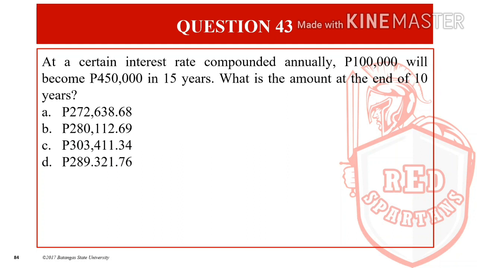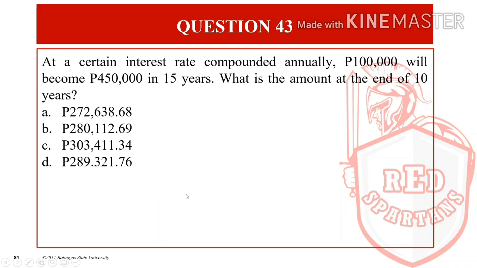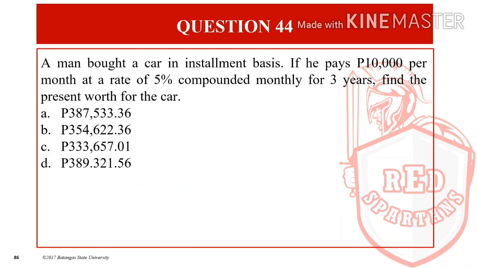Question number 43. At a certain interest rate compounded annually, 100,000 pesos will become 450,000 pesos in 15 years. What is the amount at the end of 10 years? We already solved this in the previous questions. It was just doubled, but our answer for the accumulated value at the end of 10 years is 272,638.68, or letter A.